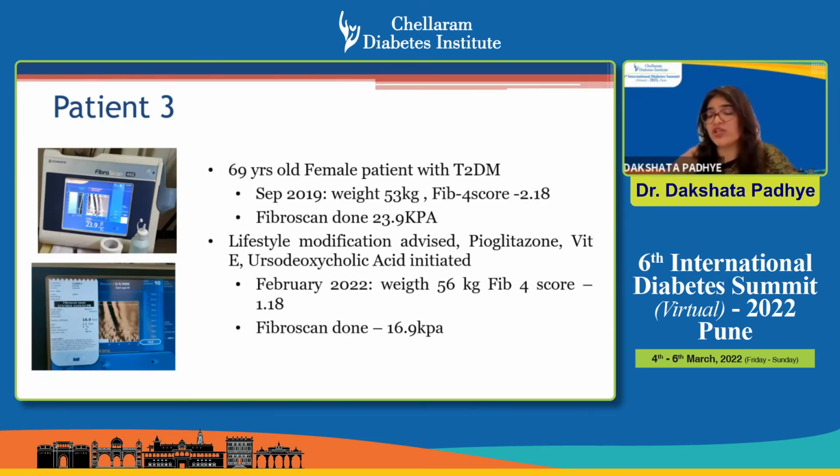Probably she had put on weight from 53 to 56 kg. Probably she was on 15 milligrams of pioglitazone. So PIO made her put on weight. But I feel the basic pathology of insulin resistance, which is for type 2 diabetes and for NASH as well, was corrected with her modified lifestyle and pioglitazone.